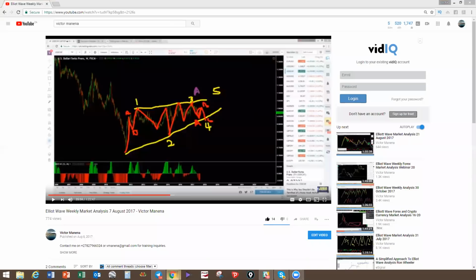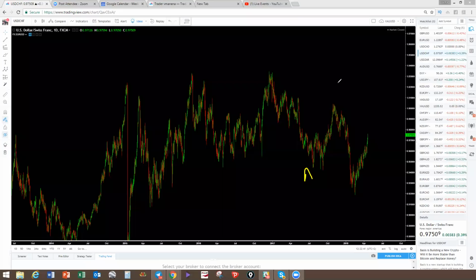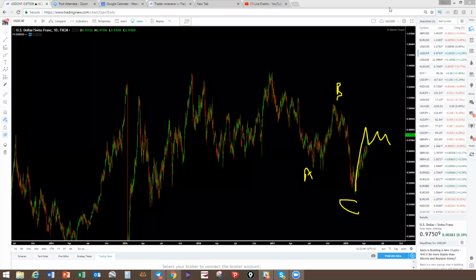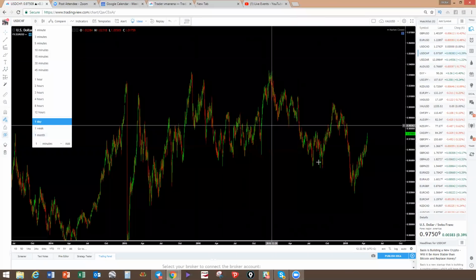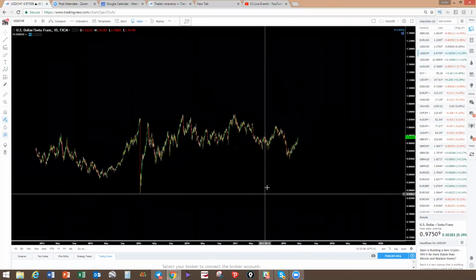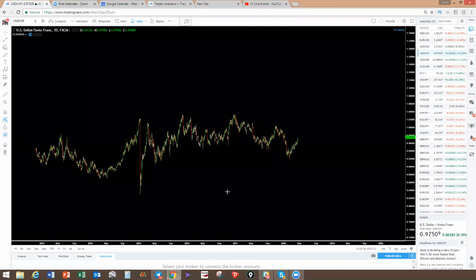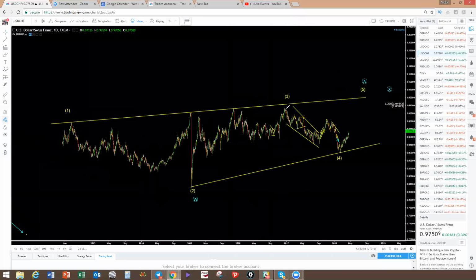So let's go back to the chart and see. This is what we were looking for: this ABC move, and now we are going for that wave 5. Let me just show you the whole picture as it was in that video. So here it is. That was the ABC making the wave 4 within the diagonal.